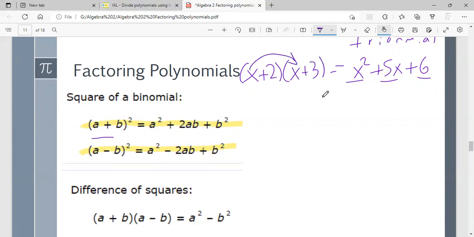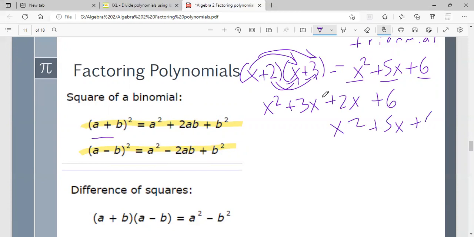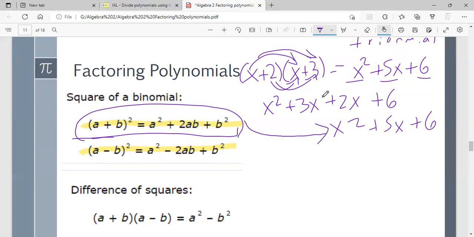Because when we do our foiling method, we get x squared plus 3x plus 2x plus 6. And when we combine our terms, we get something that looks like this: x squared plus 5x plus 6. This is the format, how we write our factor and our standard forms of quadratics. So what if I give you a factor form of this?